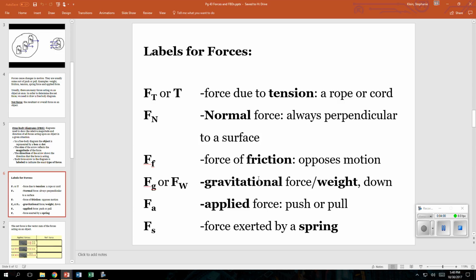Our Fa is always our applied force. This could be a push or a pull coming from some other object or person applying the force, hence the word applied. And then we have our Fs, and that is our force exerted by a spring. This is fun stuff.